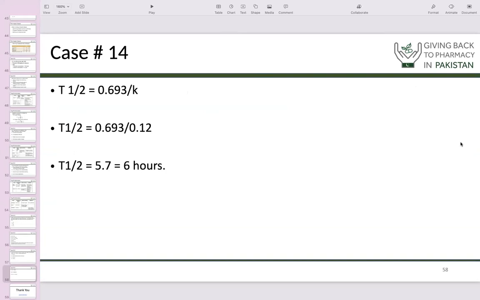So we know the equation: T half is 0.693 over K. The elimination rate constant is given here, which is 0.12. So you can calculate the T half, which is 0.693 divided by 0.12, which is 5.7, approximately 6 hours. So 6 hours is the half-life of this drug.